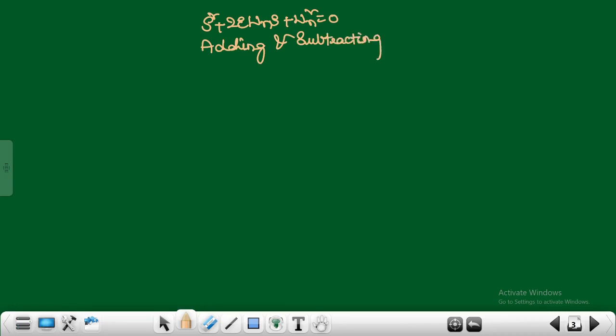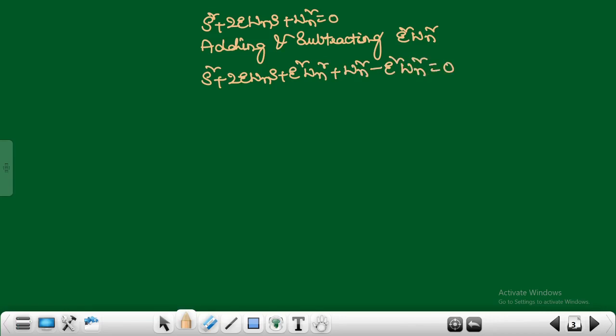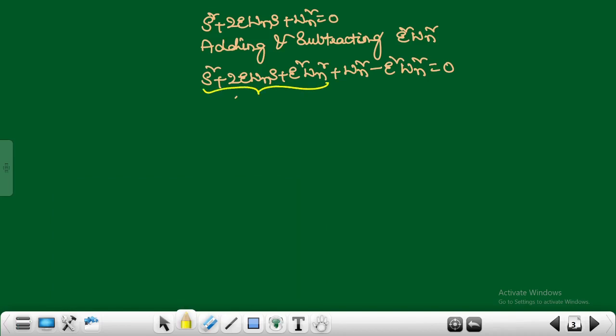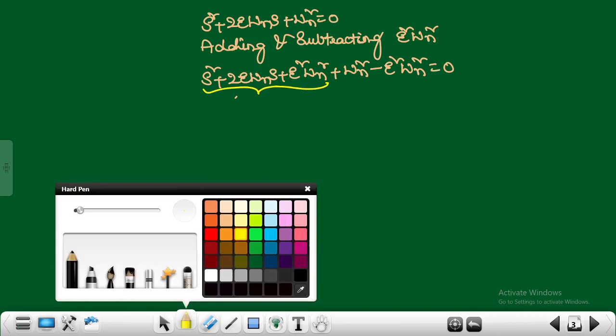So here I am doing one thing for my convenience, subtracting zeta square omega n square, so that I am going to get the standard form. See here, s square plus 2 zeta omega n s plus zeta square omega n square plus omega n square minus zeta square omega n square. There is nothing wrong, I have just added and subtracted. If you observe this first part, we can write it as one standard form.